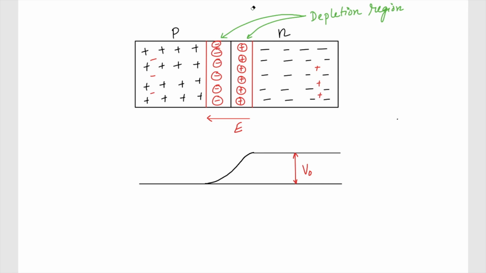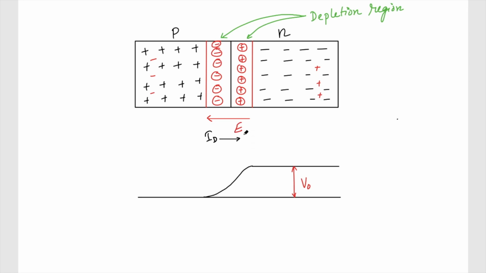So initially the diffusion current was huge. This ID is huge, right? When the diffusion started. But after the creation of this barrier potential, this has become very small. So the ID is very small.